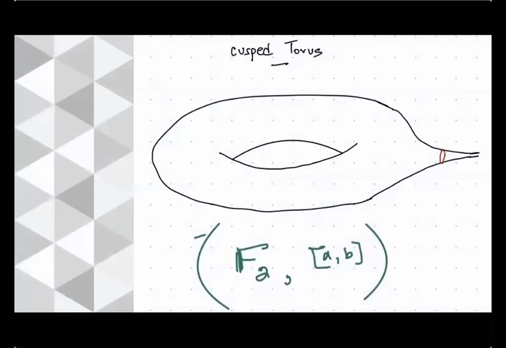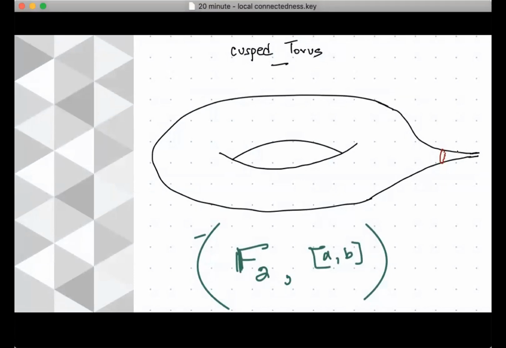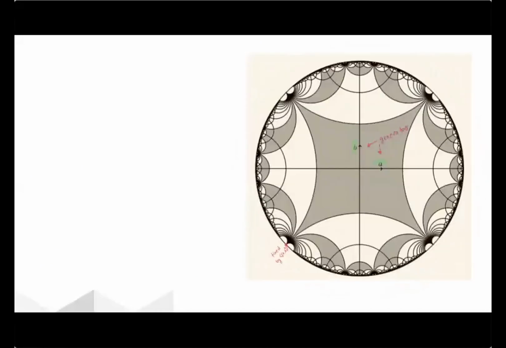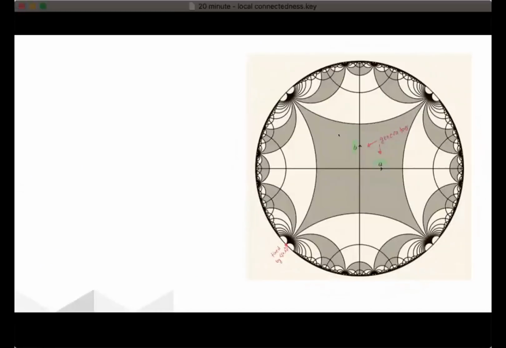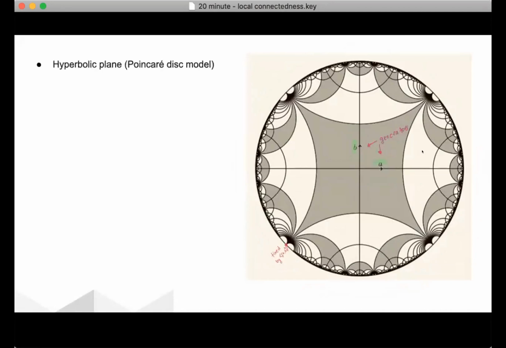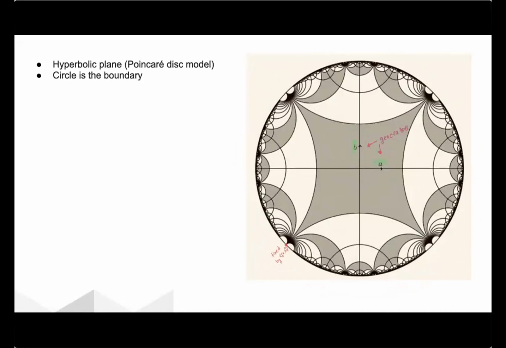So here is a picture to think about. We have a torus here, a punctured torus, a cusp torus. Its fundamental group is, of course, F2, the free group on two generators. And I have drawn a little circle around here, which will mean something in a moment. So let's look at this in the context of the hyperbolic plane. This is the Poincare disk model of the hyperbolic plane, and the circle around the disk, we think of it as the boundary, whatever that means.